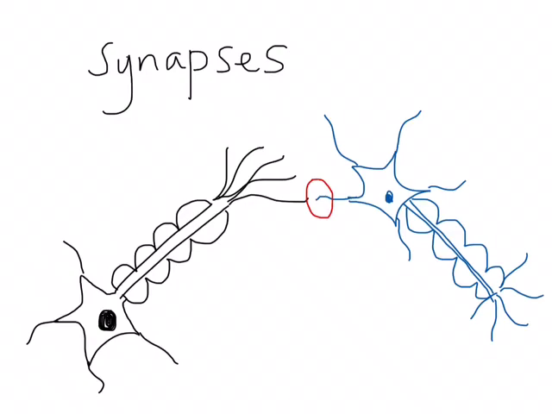Information from one neuron needs to be passed along the synapse, transmitted along the synapse, to get to the next neuron. This is done using transmitter chemicals.